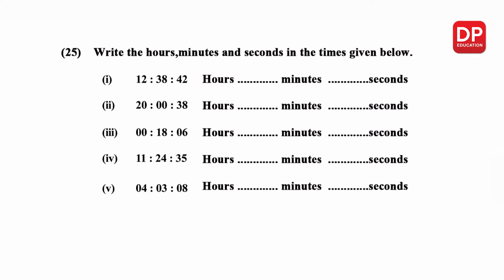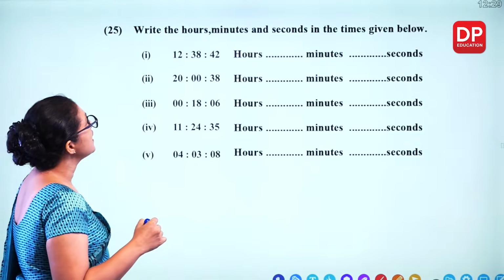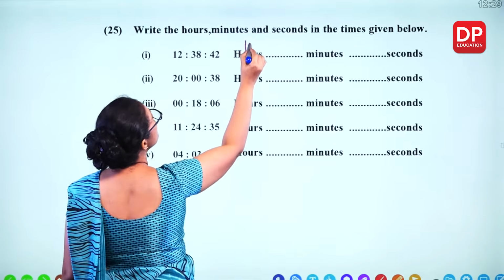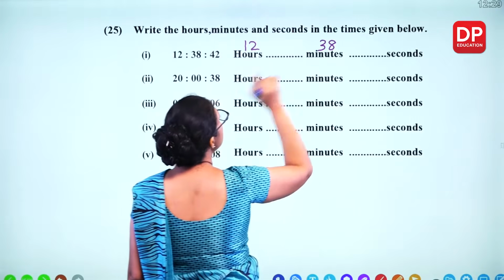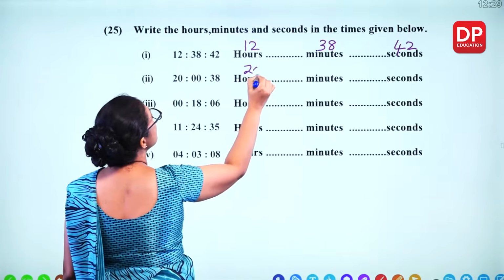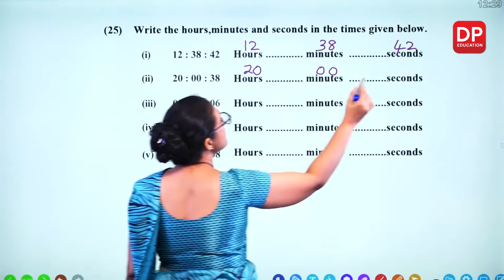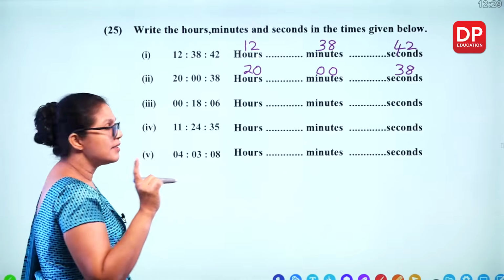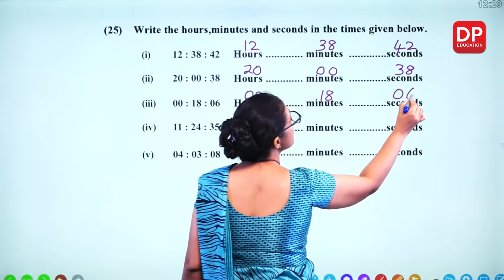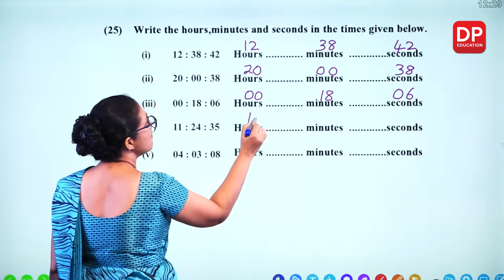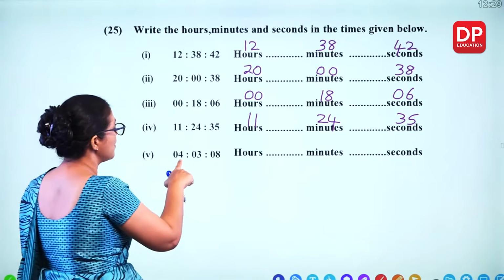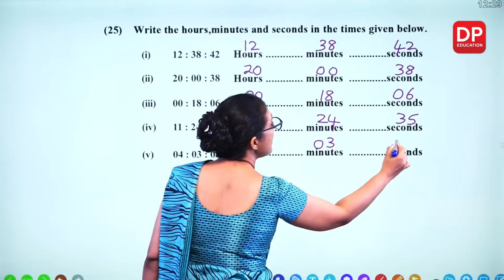Write the hours, minutes and seconds in the times given below. So how many hours are there? So I can write 12 hours, 38 minutes, 42 seconds. This one means 20 hours, 0 minutes and 38 seconds. This one 0 hours, 18 minutes, 6 seconds. 11:24 like that. 11 hours, 24 minutes and 35 seconds. What about this one? 4 hours, 3 minutes and 8 seconds.